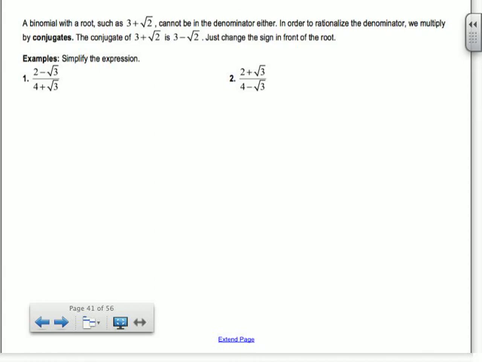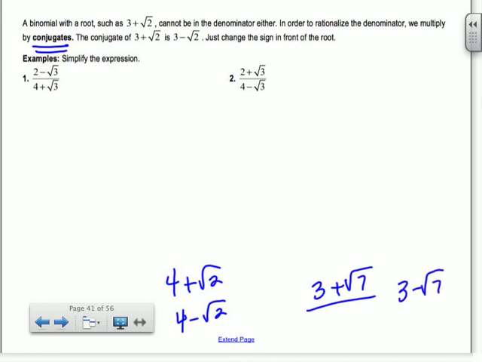So for this kind, in order to rationalize the denominator, we multiply by what's called conjugates. A conjugate is the exact same thing, just with the opposite sign in the middle. That's going to be important that you know what that's called. I think on the test I've asked in the past, if I had 4 plus root 2, write its conjugate. So its conjugate would be 4 minus root 2. If I had 3 plus root 7, its conjugate would be 3 minus root 7.